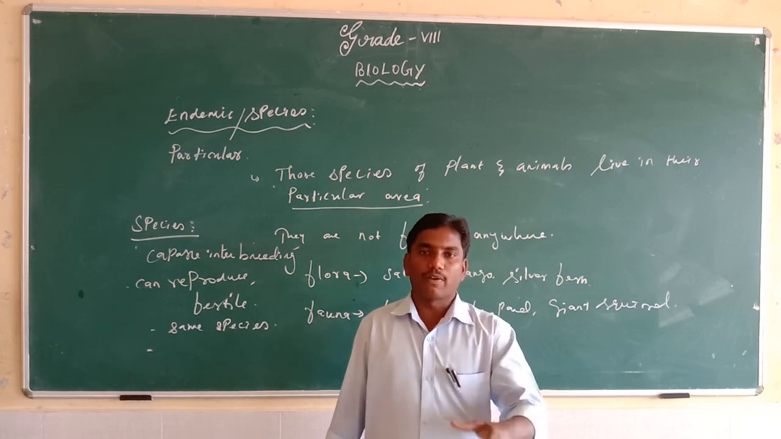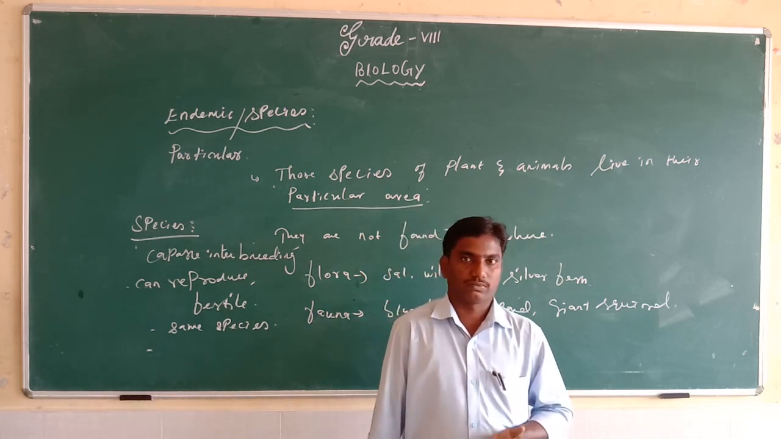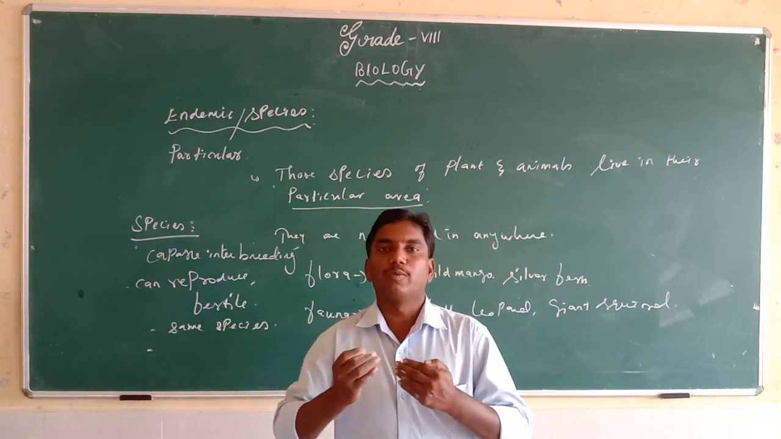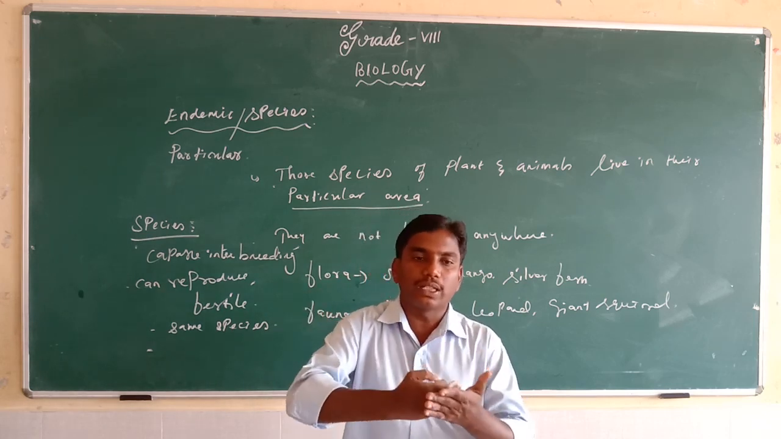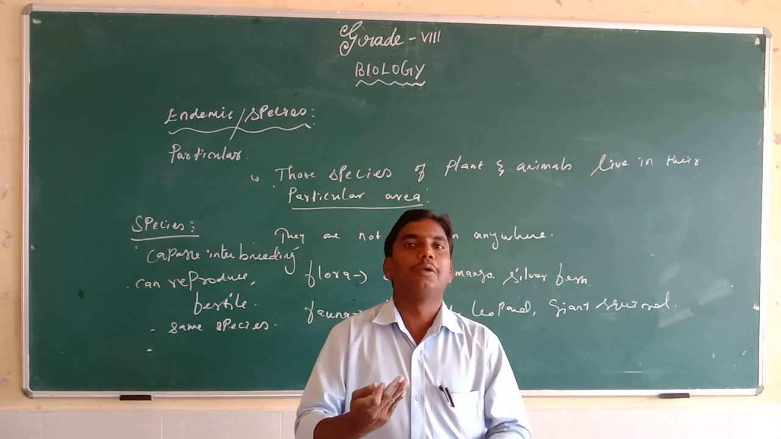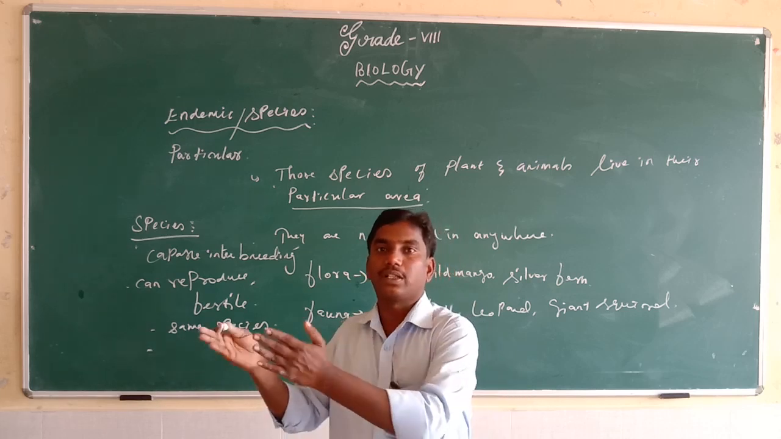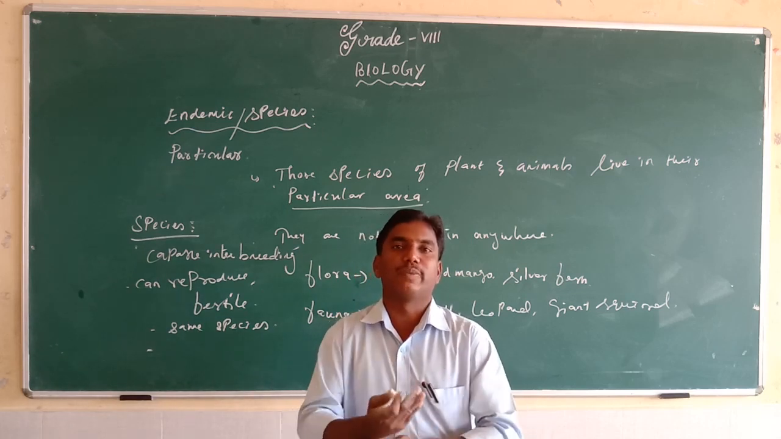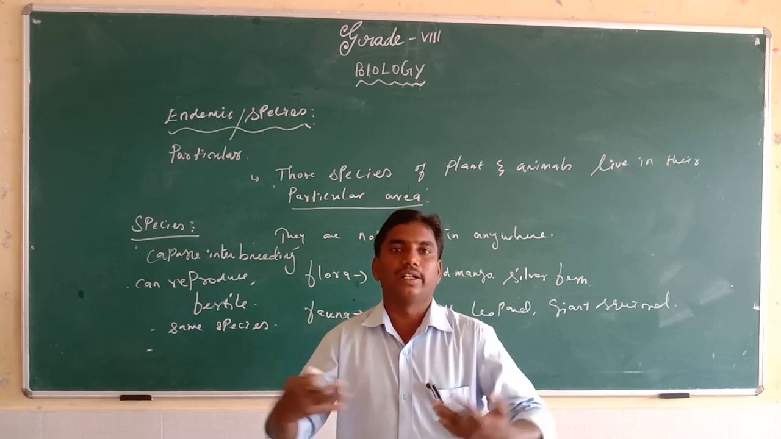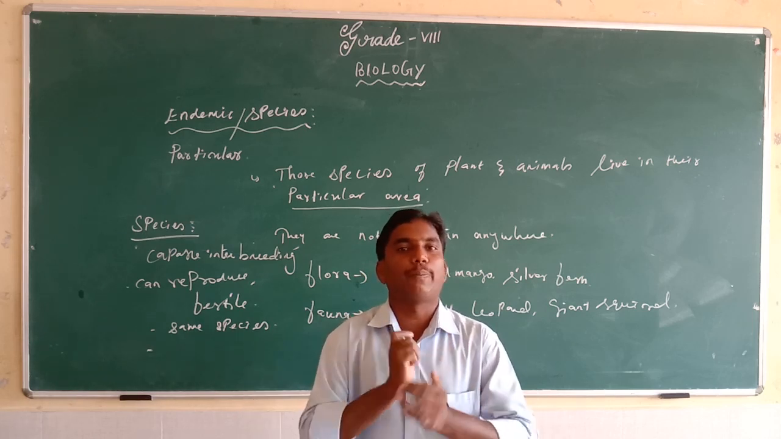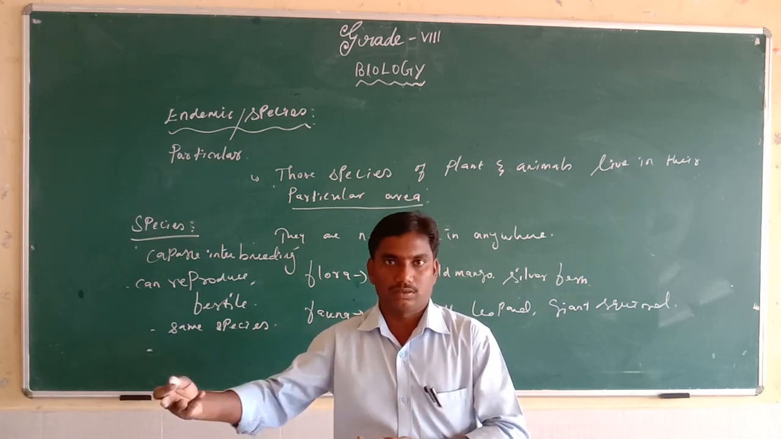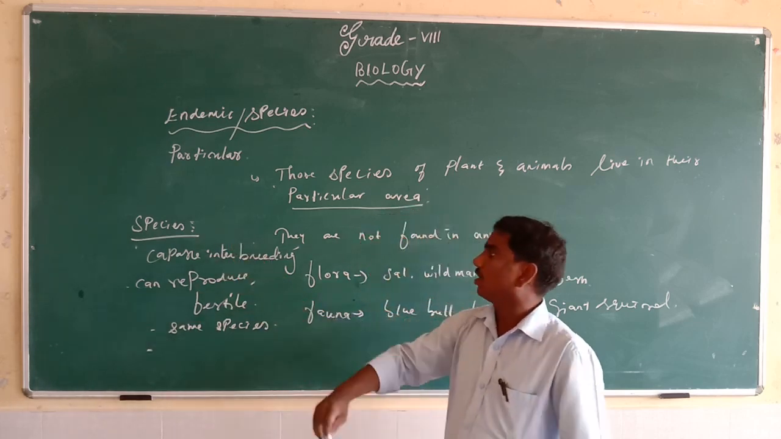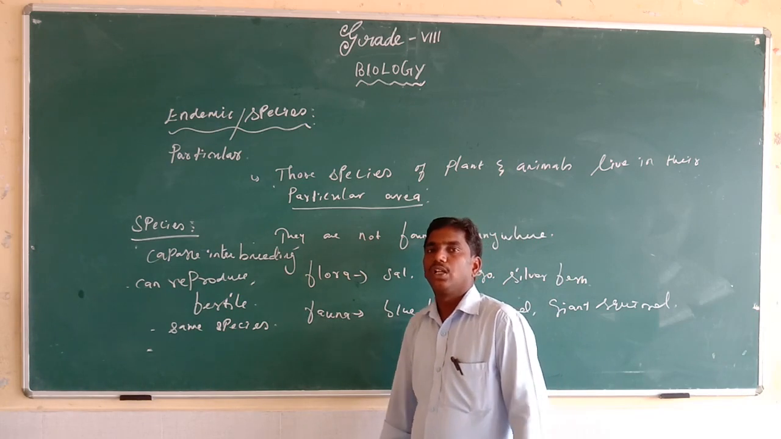Members of a species have common characters. For example, we have the human being. Human beings interbreed only with human beings, male and female only. We do not interbreed with animals. We are the human category, so male and female can interbreed because we are the same population. But we cannot reproduce with some other species. That is the meaning of the species, all the members of the species.